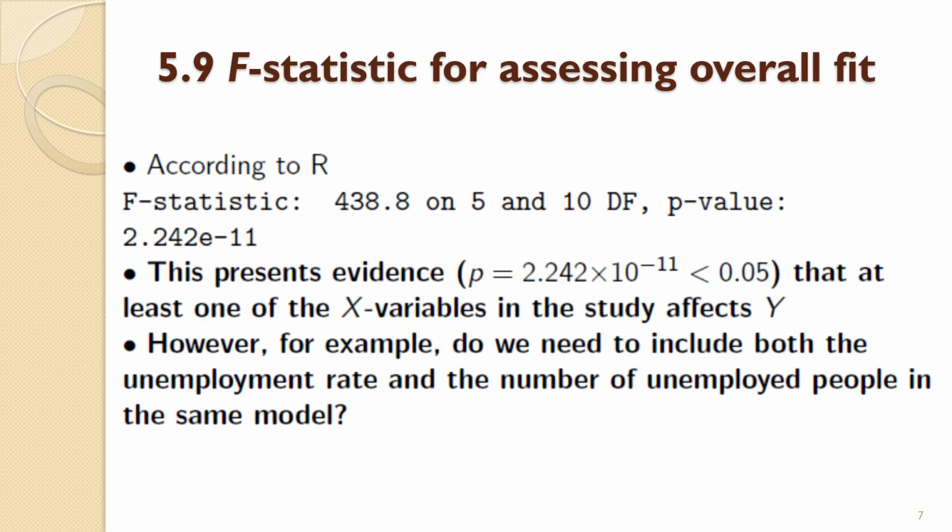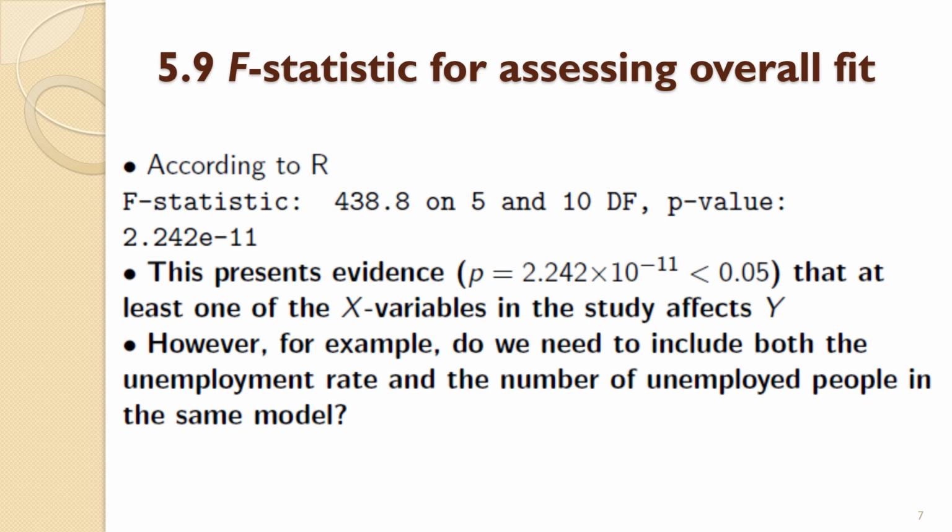F statistic for assessing overall fit then. So according to R, you have this F statistic here, 8.8 degrees of freedom, and the associated p-value is just 2.242 times 10 to the minus 11, which is much less than 5. So this presents very strong evidence that at least one of the x variables in the study affects y. So there's clearly at least something in these sets of x variables that affects y.